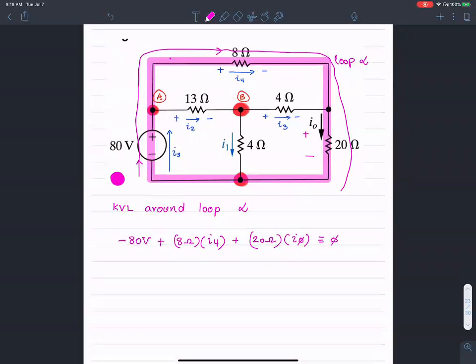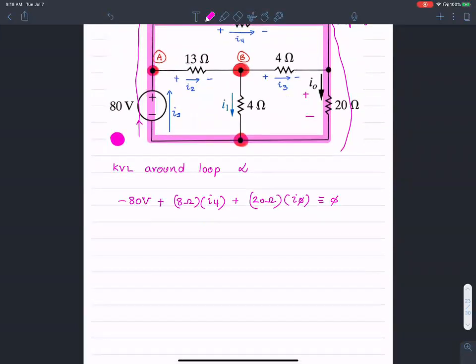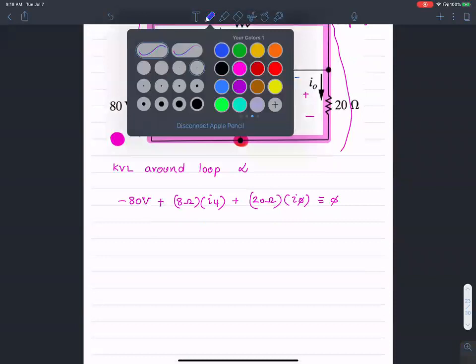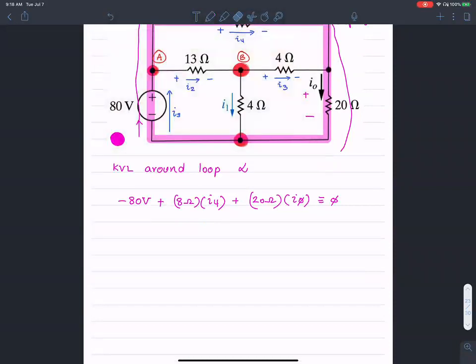I naught is 2 amperes, so I can write it as an equation. When I plug in a value of 2 amperes here, the only unknown is I4. So I4 is going to come out to be, let's say, 5 amperes. I4 is coming out to be 5 amperes from the KVL loop.